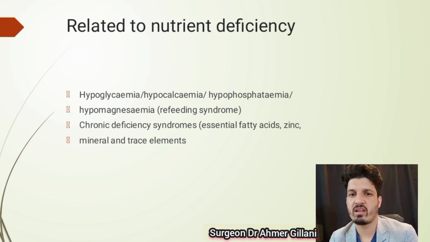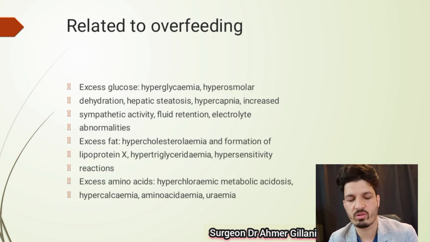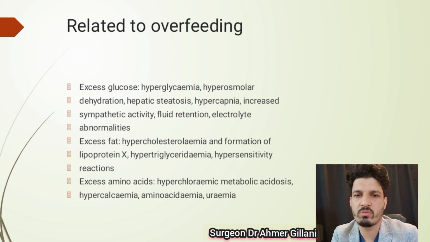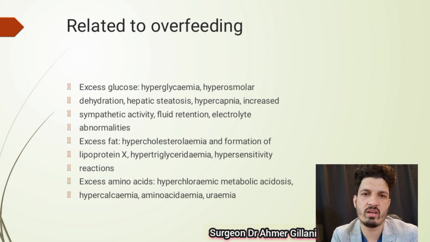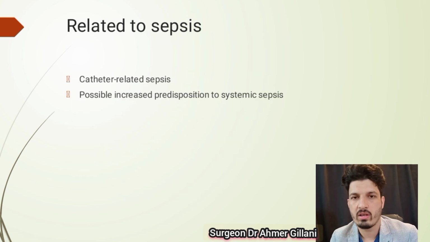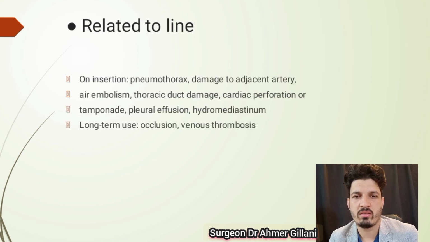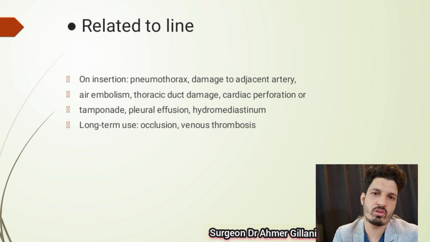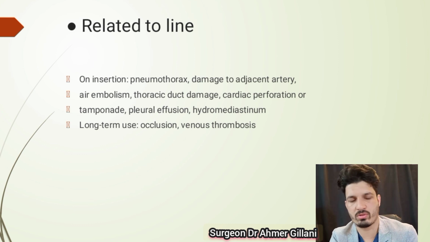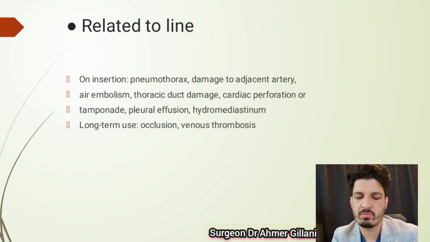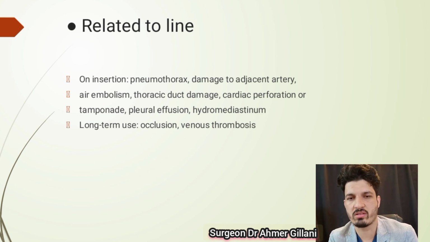Related to overfeeding, there are also complications like excessive glucose, hyperglycemia, hyperosmolar dehydration, hepatic steatosis, and a lot of these complications you can read and you can memorize by just pausing the video here and taking the screenshot. And related to the sepsis are also there. Related to the line like pneumothorax, and remember at that point the chances of the pneumothorax are more with the subclavian route as compared to the other routes. And long-term complications like occlusion and venous thrombosis also can happen.